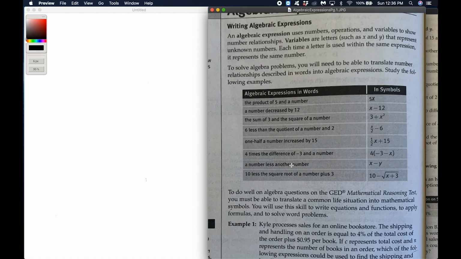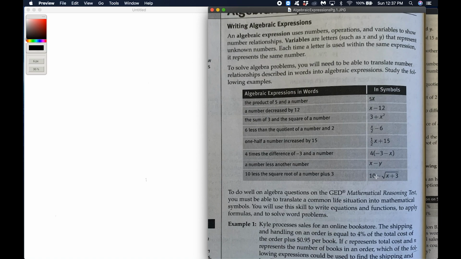A number less another number. This is also subtraction. These are two unknown numbers. A number less than another number. When it says another number, we know we can't just use x's. It has to be another variable. So x minus y.